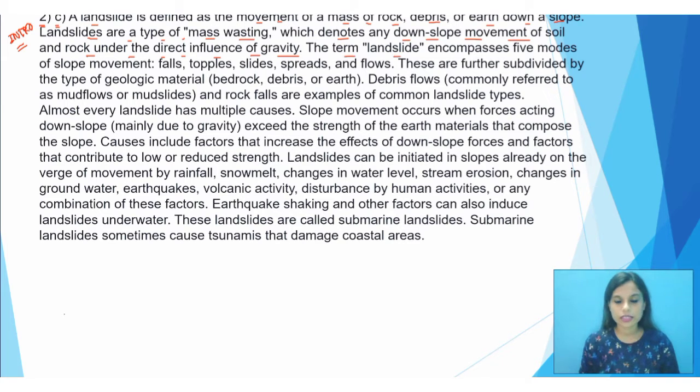The term landslide encompasses 5 modes of slope movement, that is falls, topples, slides, spreads and flows. These are further subdivided by the type of geologic material, which includes bedrock, debris, earth. Debris flows, commonly referred to as mud flows or mudslides, and rock falls are examples of common landslide types.